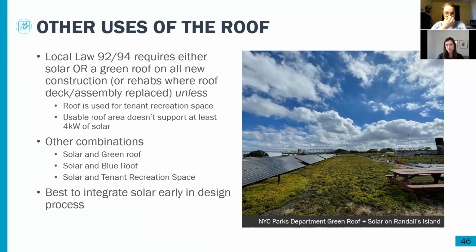Keep in mind that there are other uses of the roof that you can do at the same time as solar. So you can use solar and a green roof together. You can do solar and a blue roof, water collection for stormwater. With a canopy, you can do tenant recreation space. And it's definitely good to incorporate solar early in the design process, but you don't have to.